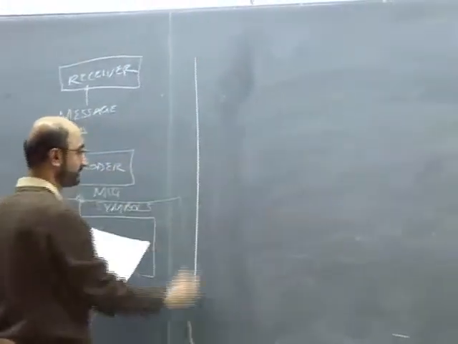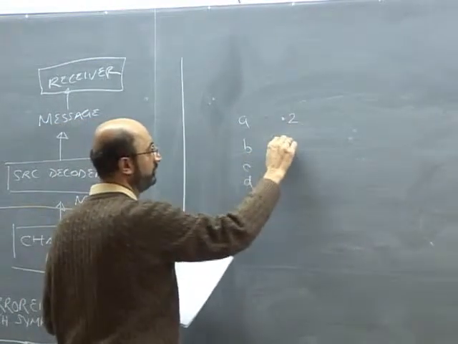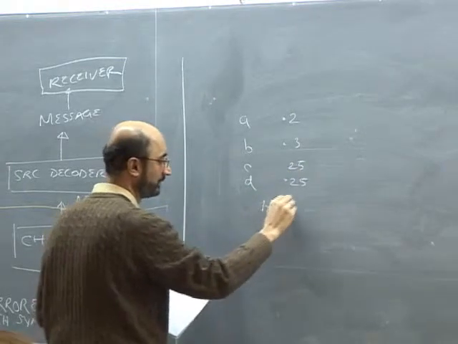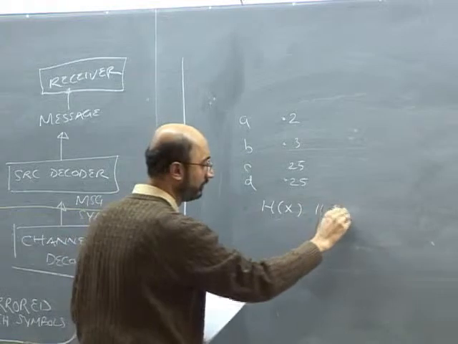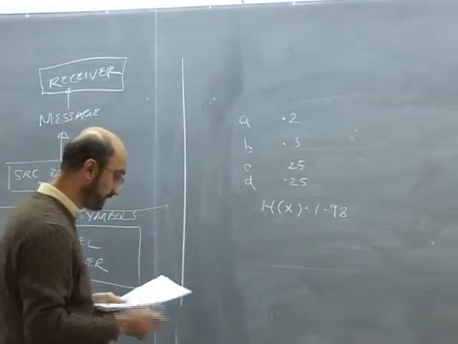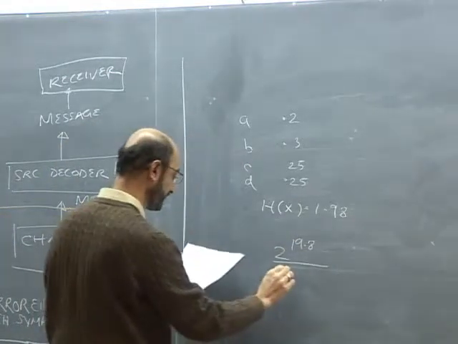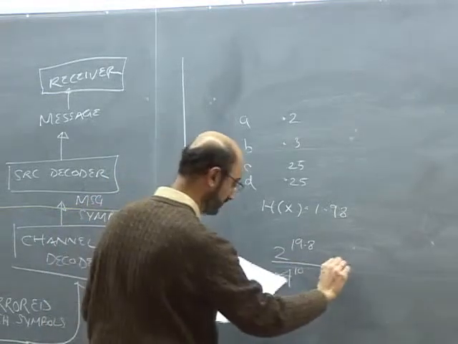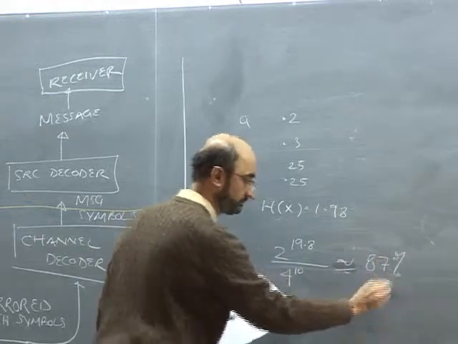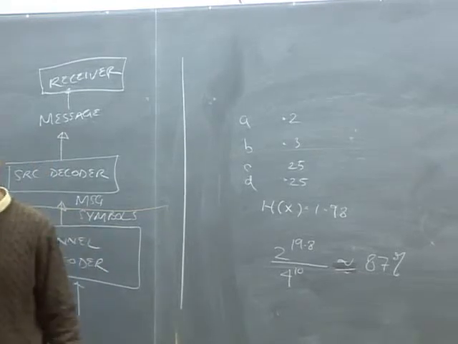So in the first case, when we had A, B, C, D having the ratios 0.2, 0.3, 0.25, 0.25, H of X turns out to be 1.98, which is almost 2. And so the ratio is going to be 2 to the power 19.8 for 10 symbols over 4 to the power 10, which is approximately 87%. So first, the typical set is pretty large.